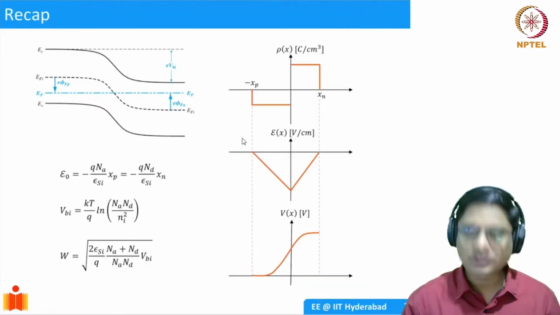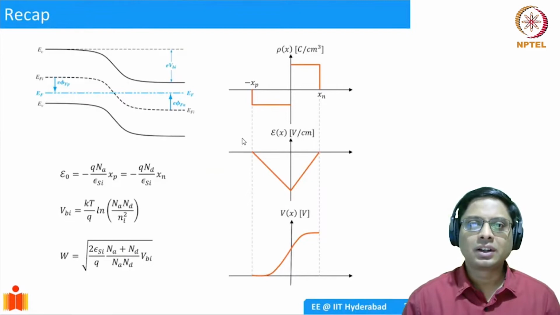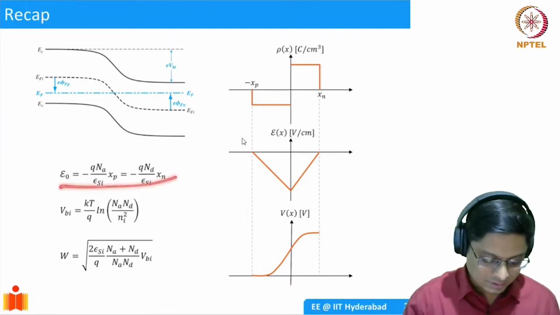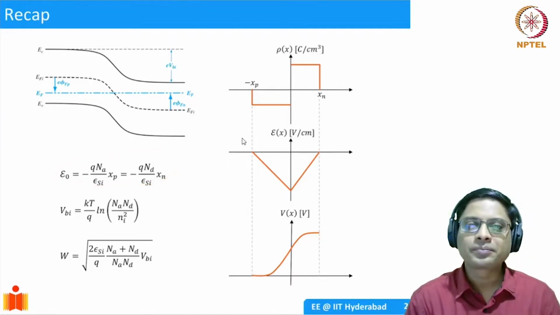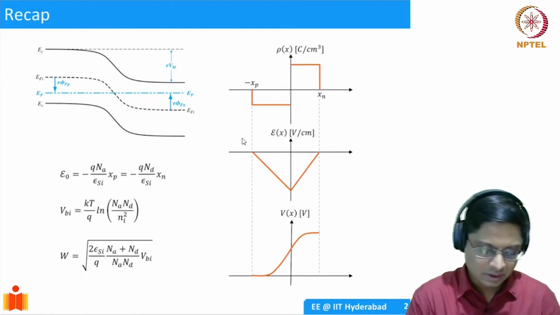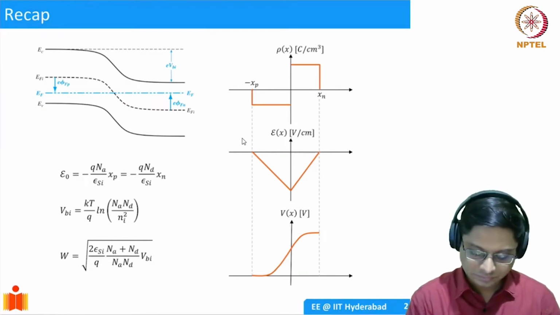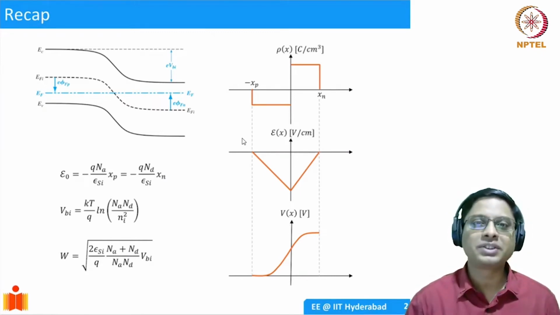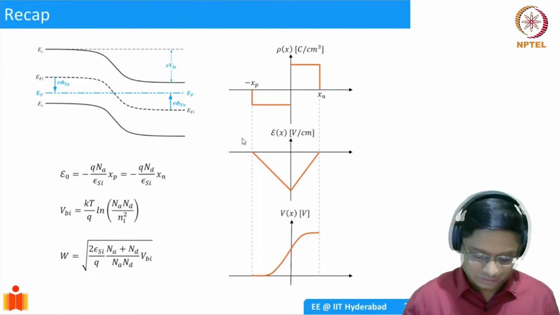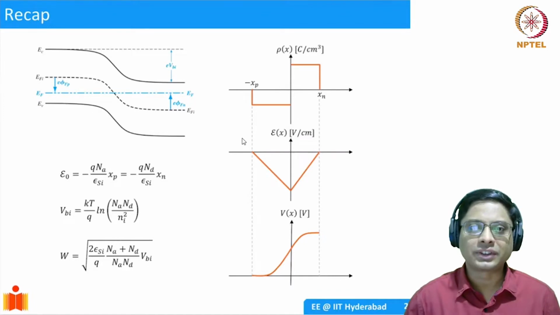So in the last lecture we discussed the PN junction in some depth. We derived expressions for the electric field, the peak electric field at the center of the depletion region. And then we also derived expressions for the built-in potential and the width of the depletion region. I mentioned that the width of the depletion region plays a very important role because a lot of the junction physics is essentially that.